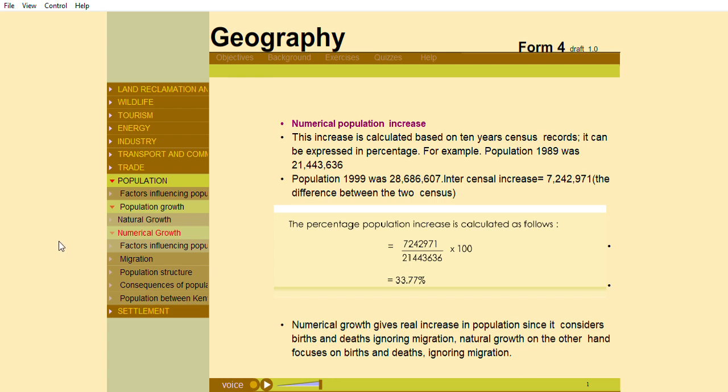The percentage population increase is calculated as follows: 7,242,971 divided by 21,443,636 multiplied by 100 equals 33.77%. Numerical growth gives real increase in population since it considers births and deaths, and migration. Natural growth, on the other hand, focuses on births and deaths, ignoring migration.